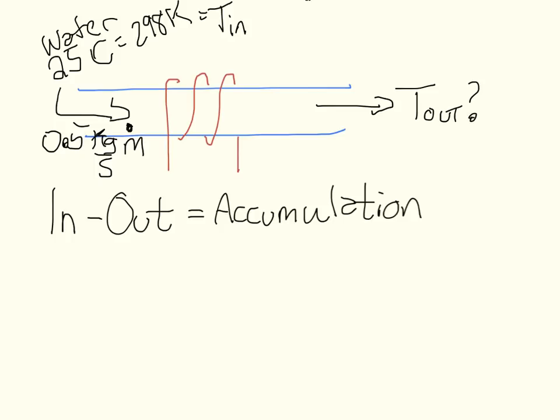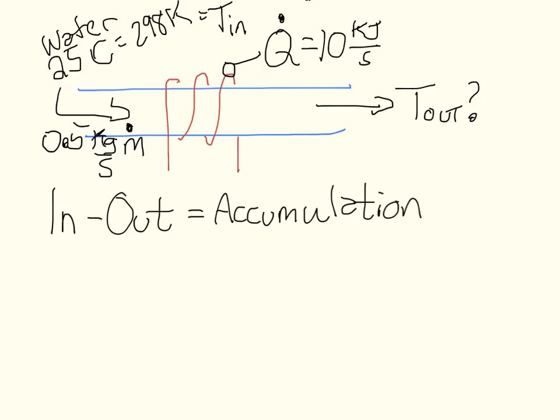We have some electrical heating tape wrapped around this pipe. And when it's turned on, it is capable of delivering heat coming into the system at a rate of, let's see, what do we think? Let's have it come in at 10 kilojoules per second. That's the same thing as 10 kilowatts, by the way. All right, so how are we going to solve this?